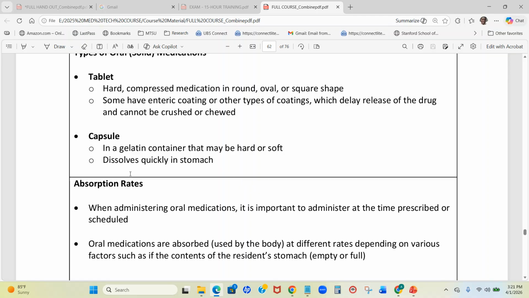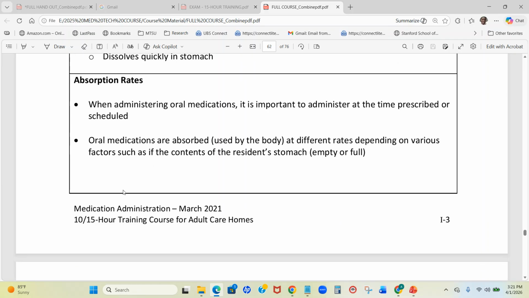We know that capsules come in a gelatin container. It may be hard, it may be soft. It dissolves quickly in the stomach. Absorption rates are something you have to know. Know the science behind the medicines you are giving. When administering oral medication, it is important to administer at the time prescribed or scheduled. Oral medications are absorbed or used by the body at different rates depending on various factors, such as whether the content of the resident's stomach is empty or full.